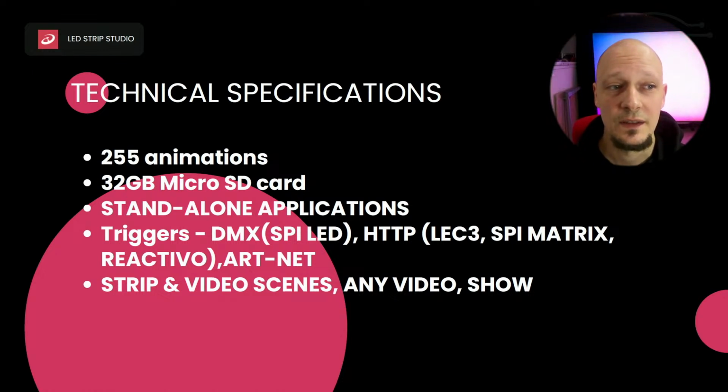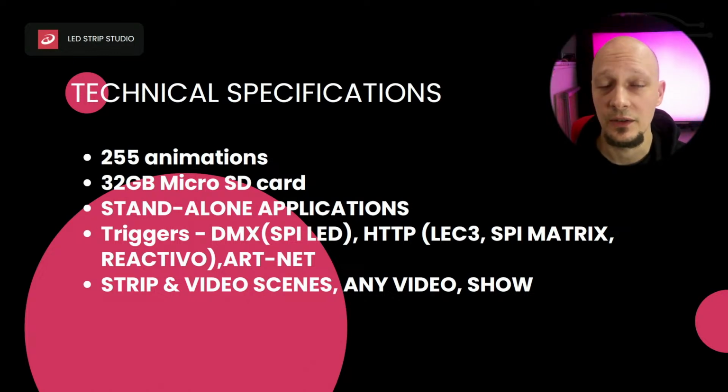And as I mentioned, this is mainly for standalone applications, standalone projects. You don't have a PC running and you want to trigger the effects from the card. To trigger, you can use DMX, for example. That is mainly for the small controller, for the SPI LED controller. Or you can use HTTP triggers, HTTP commands. Those you can send over the network to either LSS3, SPI Matrix, or Reactivo. Or you can use the standalone mode with ArtNet.